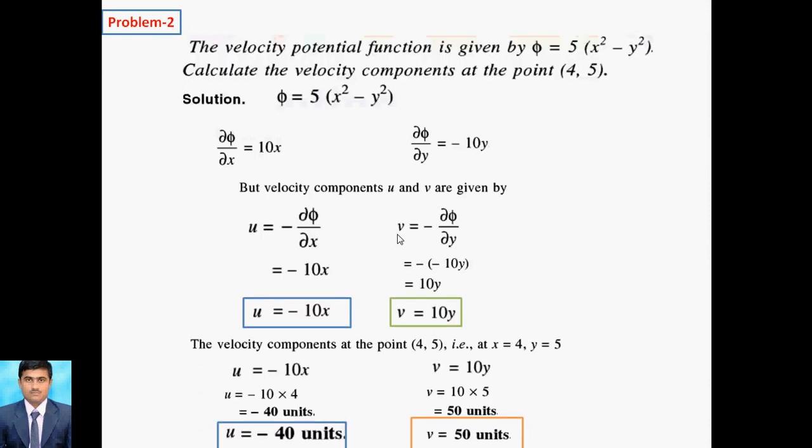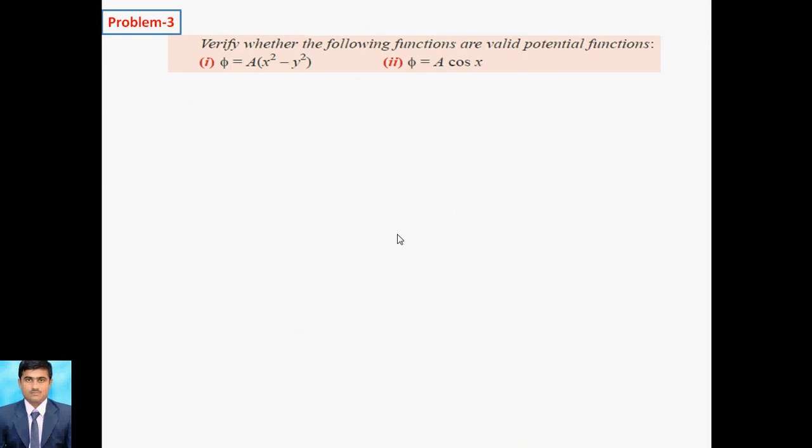Now we move to the next problem. Verify whether the following functions are valid potential functions or not. So here we require the verification. First of all, we take the first relation, that is phi is equal to A into bracket x square minus y square. If you take dou phi by dou x, what will happen? 2Ax, because y square is 0, because in that case x is absent. That's why I can write 2Ax.